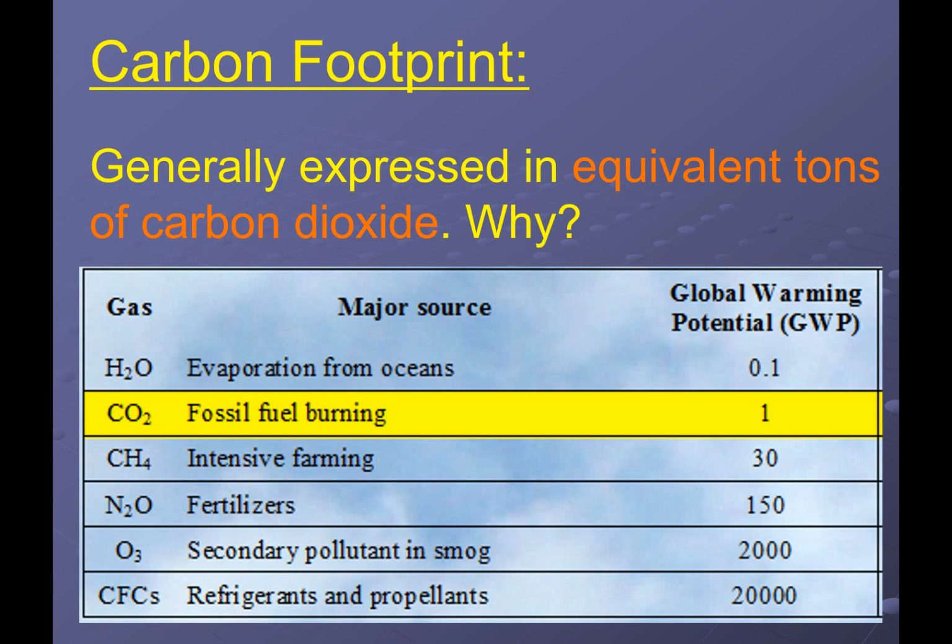Those chlorine radicals here would actually run through a chain mechanism and destroy ozone. That's what we saw back in chapter 4. In this case, we're seeing those CFCs also have in themselves a huge 20,000 global warming potential.